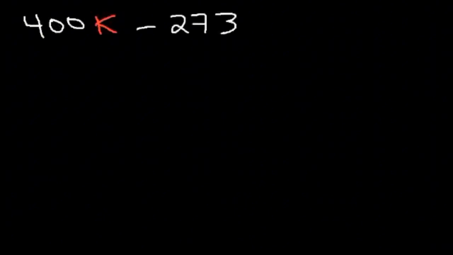Now let's try another example. Let's say the Kelvin temperature is 400. Go ahead and calculate the Celsius temperature and the Fahrenheit temperature. So feel free to pause the video as you work on this particular example. So to find the Celsius temperature, all we got to do is subtract by 273. So 400 minus 273 is 127 degrees Celsius.